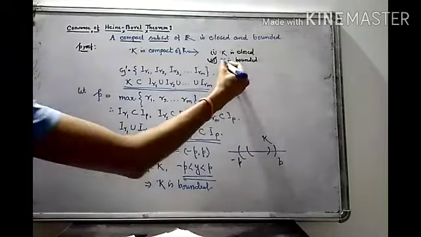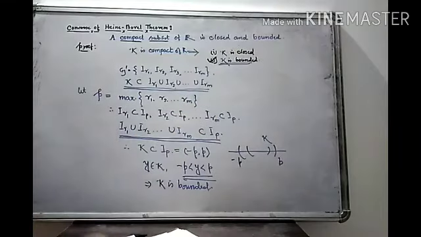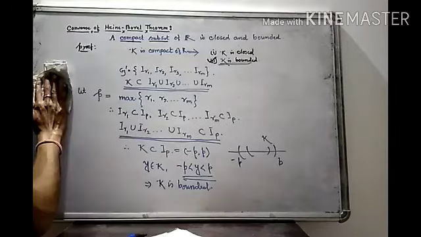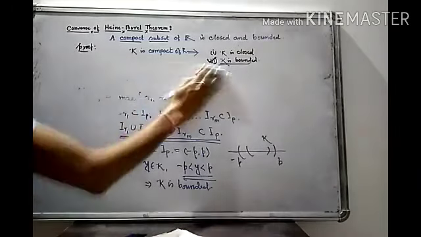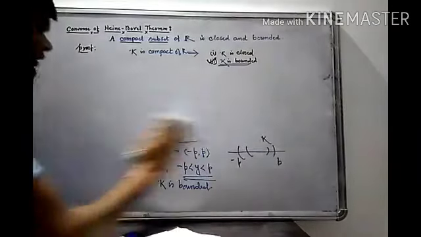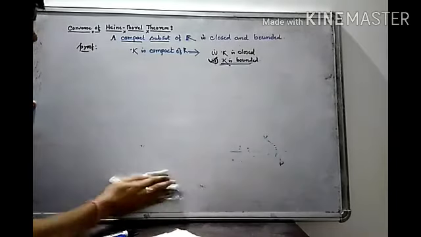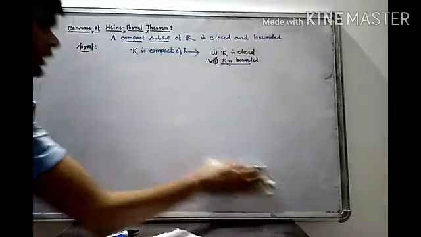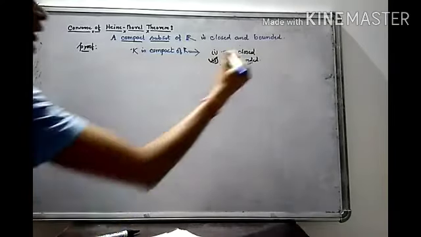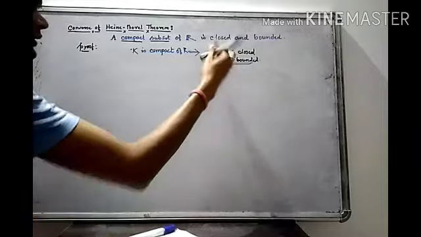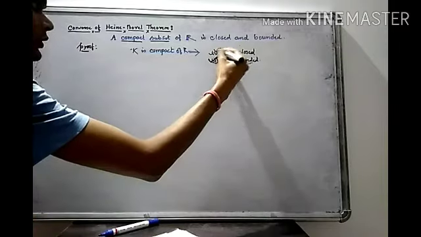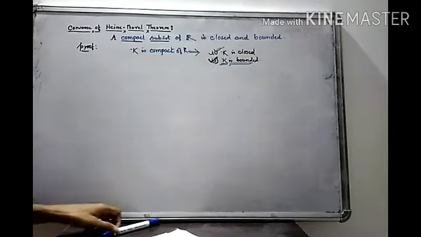Clear? That is the second one proved. Clear up to this part? Okay. Now the remaining question is what we have to show in the second part. In the second part we have to show that K is closed. This one we have to show.